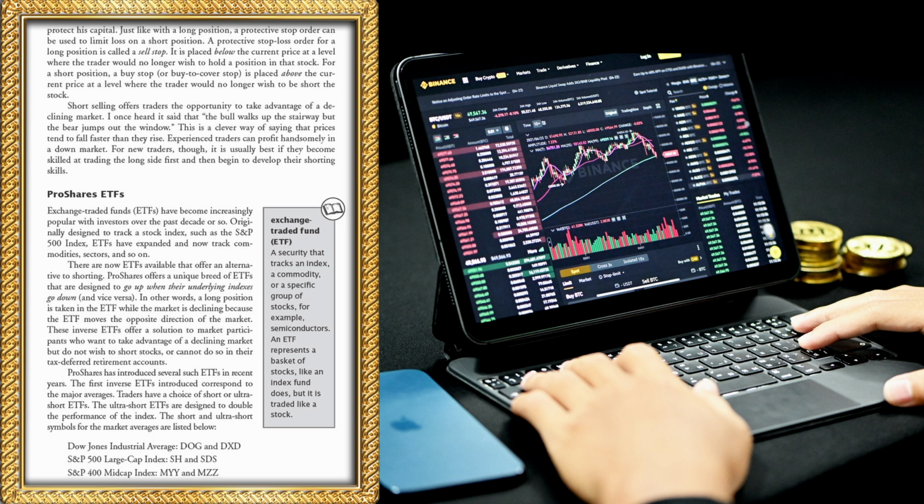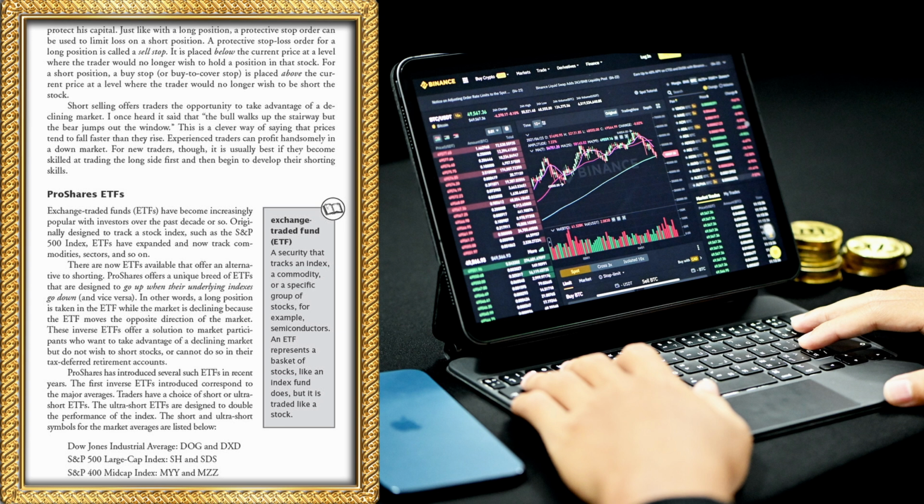In other words, a long position is taken in the ETF while the market is declining because the ETF moves the opposite direction of the market. These inverse ETFs offer a solution to market participants who want to take advantage of a declining market but do not wish to short stocks or cannot do so in their tax-deferred retirement accounts. ProShares has introduced several such ETFs in recent years.